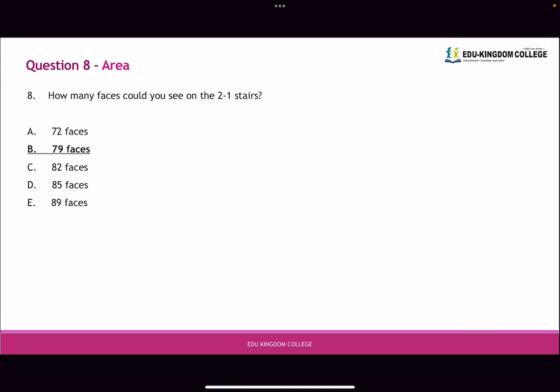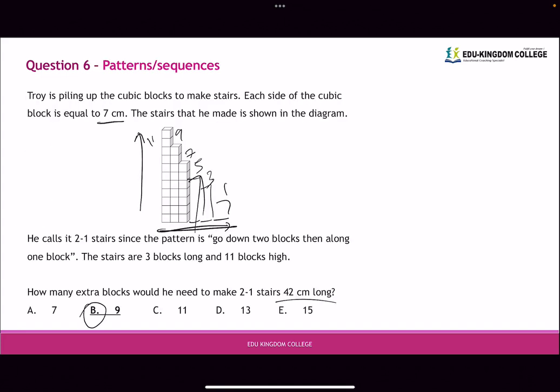Question 8, area. How many faces could you see on the 2 1 stairs? So if we look back, we have 11, 9, 7, so 27 blocks. At the front, if we look at it from the front, that's 27. If we look at it from the back, that's another 27. If we look at it from the side, that's 11. If we look at it from the other side, it's 11. If we look at it from top down, it will be 3. Remember, we can't look at it from bottom up because it's on the floor.